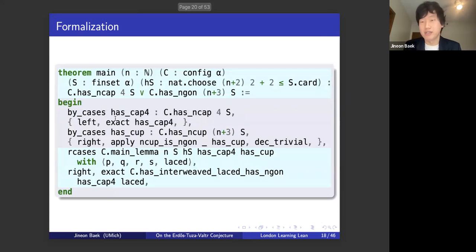And this is formalized. On the top, you see the statement: you have a bunch of points, and it forces an n-cap or an n-gon. And below, I basically find something laced. And I use that laced implies n-gon, so that completes the proof, like I described just before.